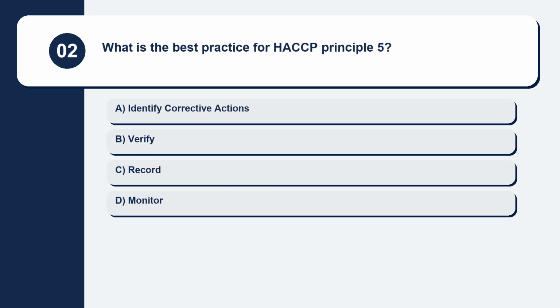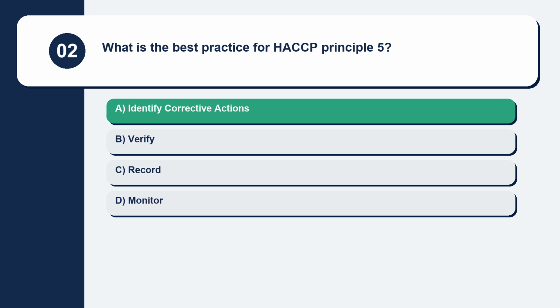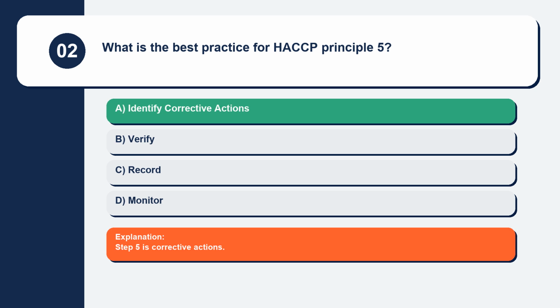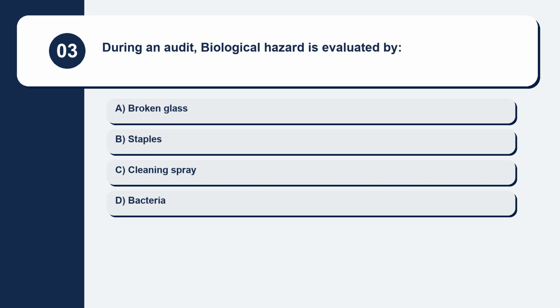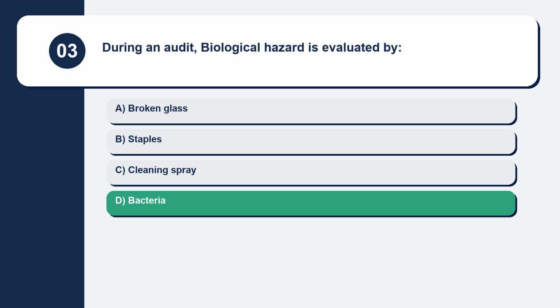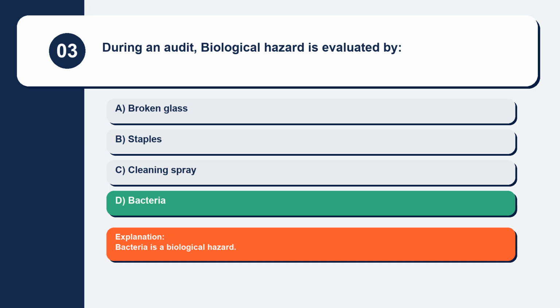Question 2. What is the best practice for HACCP Principle 5? Identify corrective actions, verify, record, monitor. Step 5 is corrective actions. Question 3. During an audit, biological hazard is evaluated by broken glass, staples, cleaning spray, bacteria. Bacteria is a biological hazard.